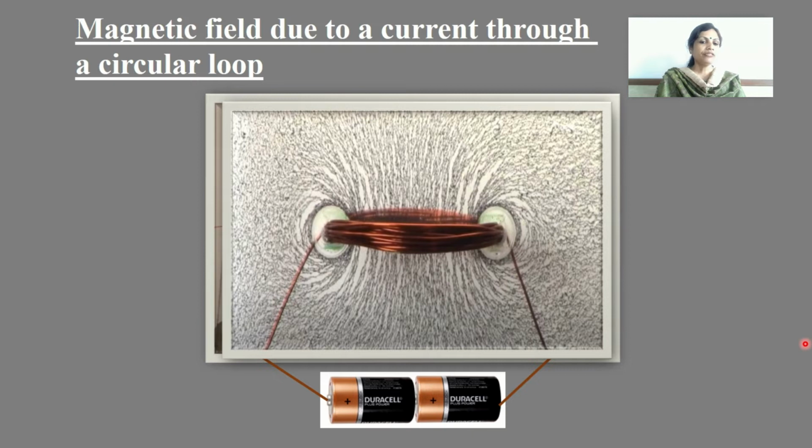Can you observe that at these two points where we made the holes, there we can see concentric circles, and as we move towards the center of the circular loop, the magnetic field lines appear to be straight. Alright, so let's understand this in a better manner. I'll try to make it more clear to all of you.